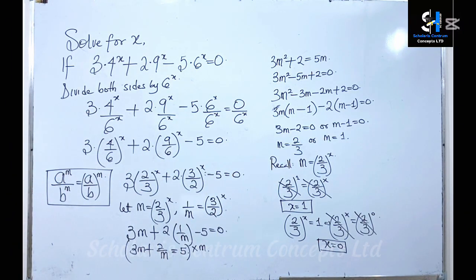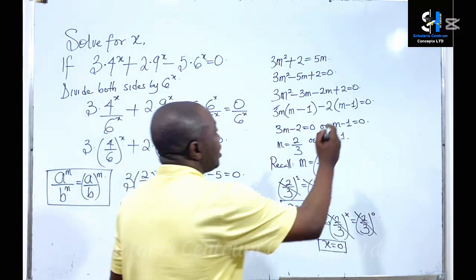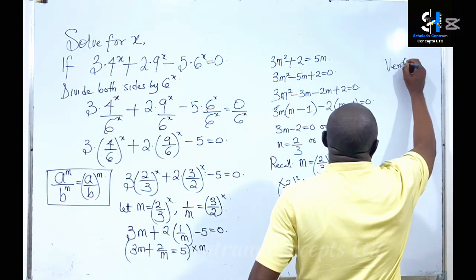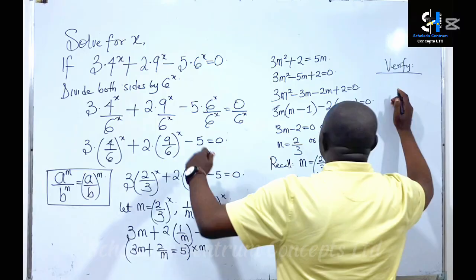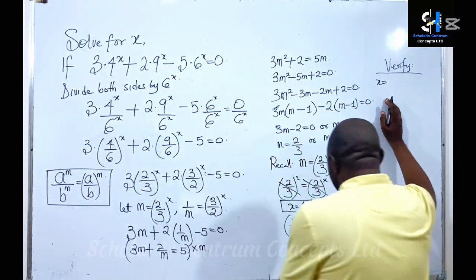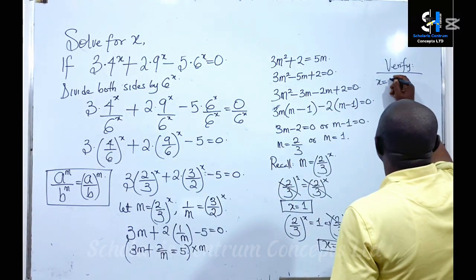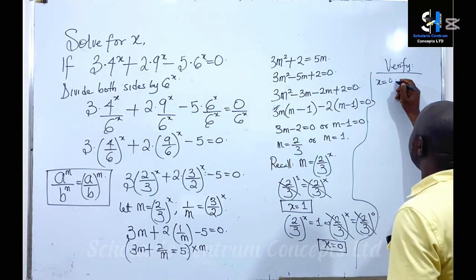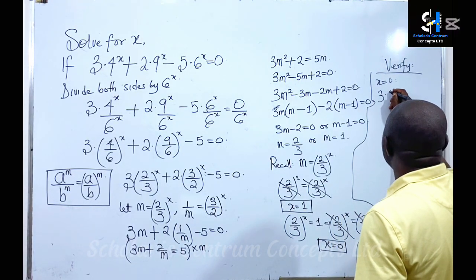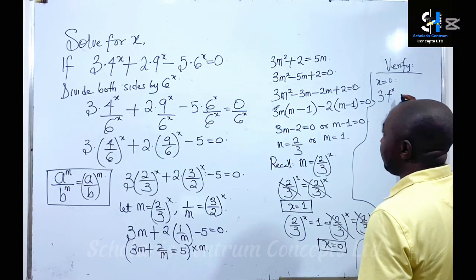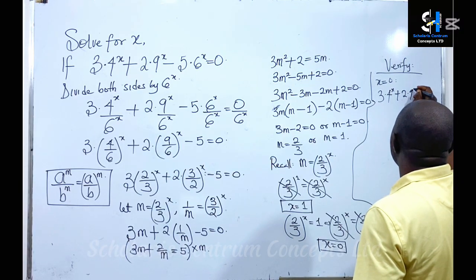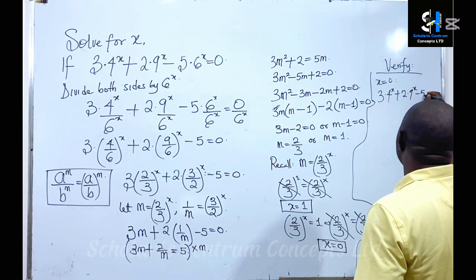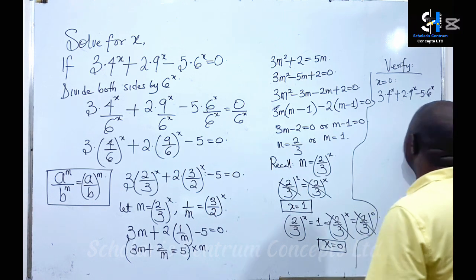We can verify our answer to check for the correctness of our solution. All right, let's verify. For the first one, let's start with the value of x being 0. Now we have 3 times 4 raised to the power of x plus 2 times 9 raised to the power of x minus 5 times 6 raised to the power of x.